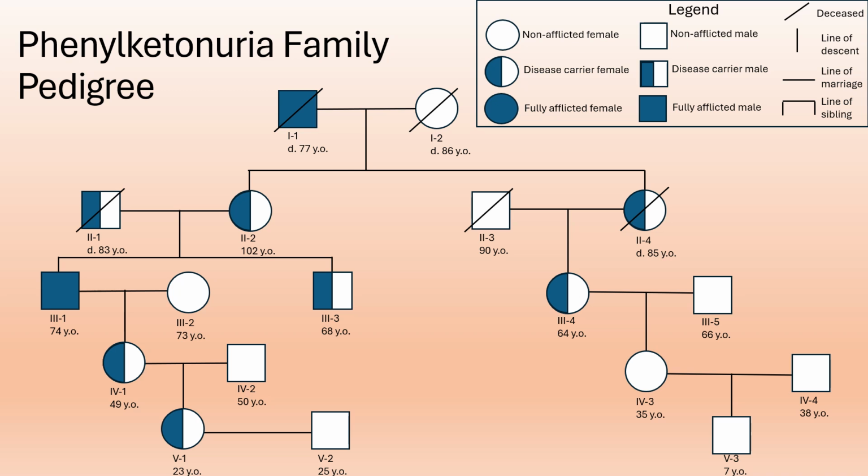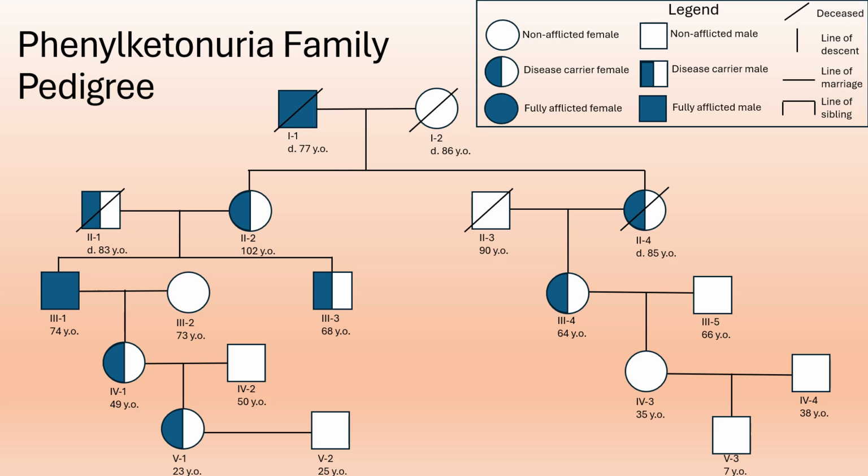So in this first slide, I have a family pedigree, and first I'm going to direct you to the legend, which is in the top right corner of the slide. The circles are going to be females, the squares are going to be males, and the lines are going to represent the relationships between the individuals or the statuses of the individuals.